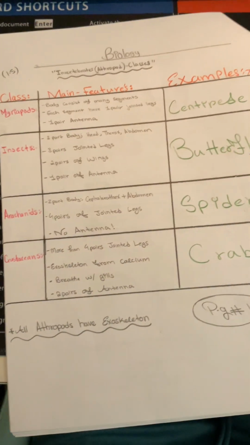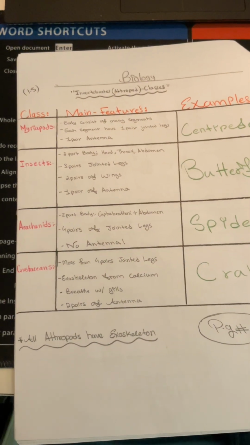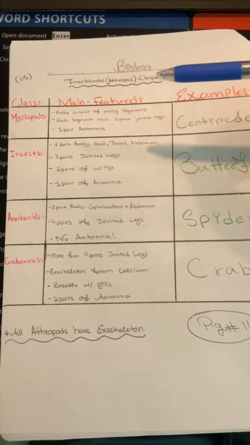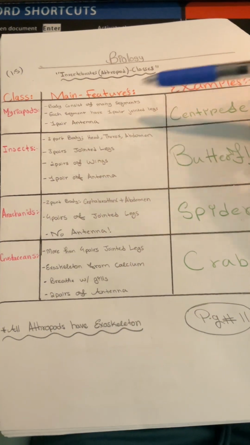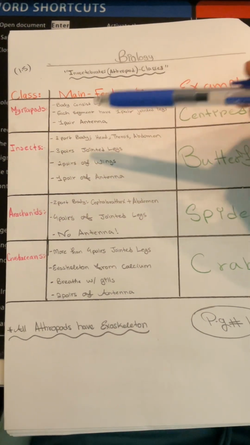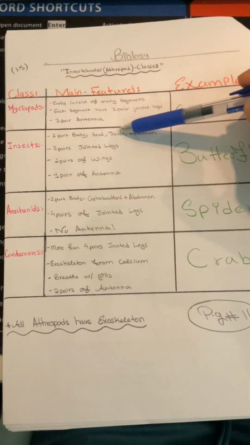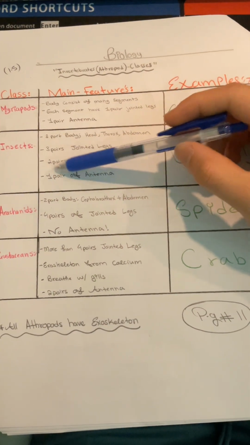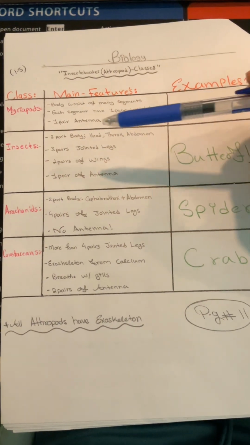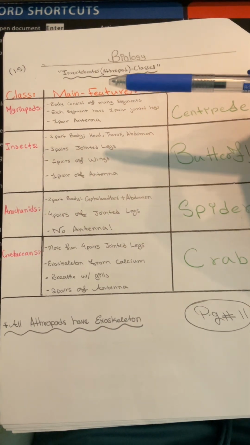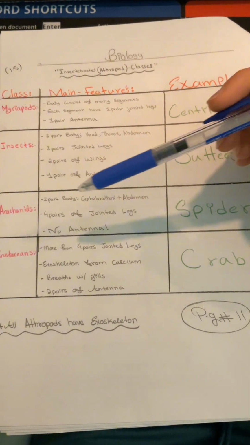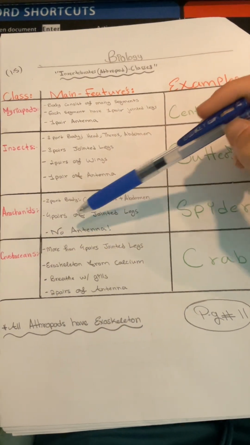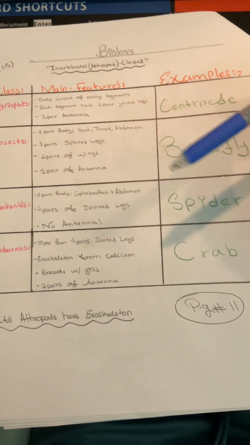Now let's have a look at some main features of the types of arthropods. Myriapods are arthropods whose body consists of many segments. Each segment has 1 pair of jointed legs and 1 pair of antennae. Insects have a 3-part body: the head, the thorax, and the abdomen, like the ant. They have 3 pairs of jointed legs, 6 legs, 2 pairs of wings, 4 wings, 1 pair of antennae, 2 antennae. For example, the butterfly. Arachnids have a 2-part body, the cephalothorax and the abdomen, 4 pairs of jointed legs, 8 legs, and no antennae, like the spider.